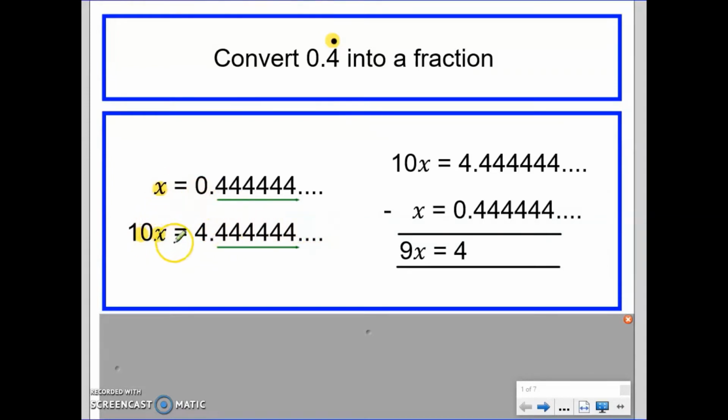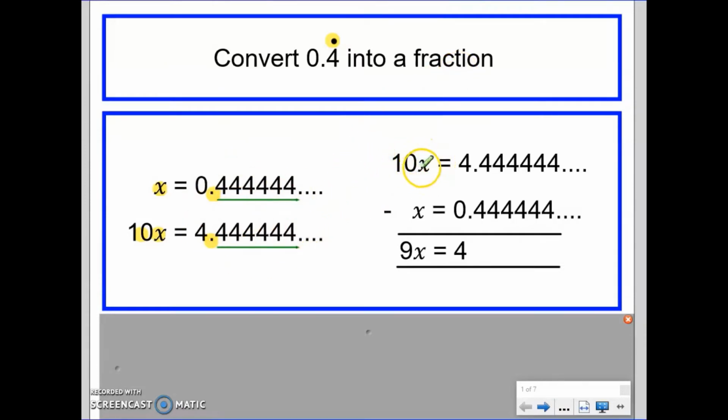All I've done there is multiply by 10, which has meant that the decimal place has moved from here to here to give me 4.444 recurring. What I'm aiming for, as you can see from the green line, is to get the digits after the decimal point to be the same. All of these 4s, which would continue on indefinitely, are now exactly the same as all of these 4s. So we've matched up the tails of the digits after the decimal point, and once we've done that, we can go ahead and convert it into a fraction.